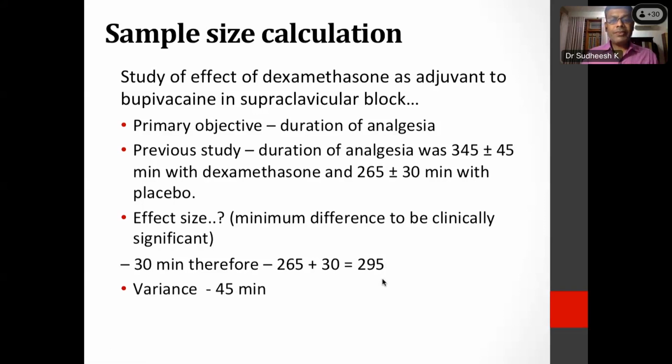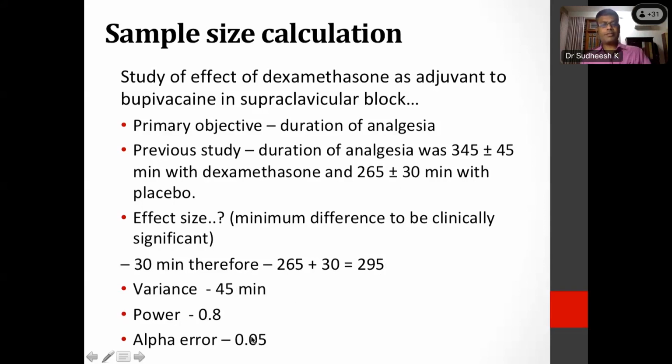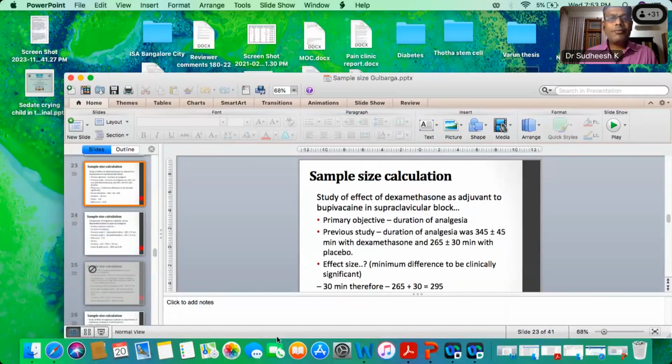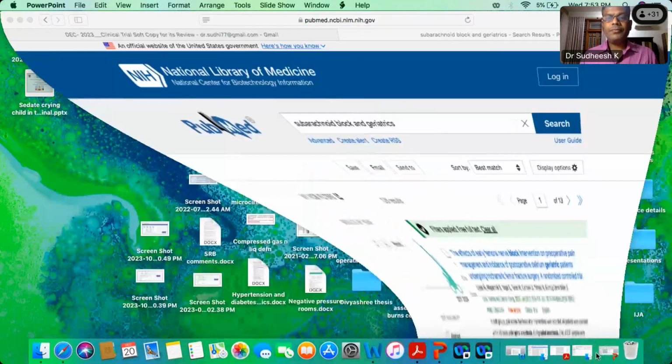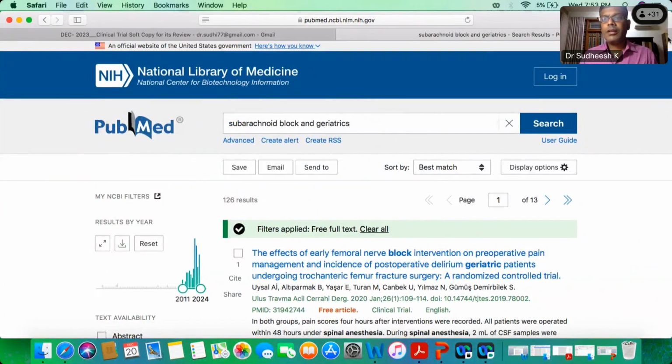So these two values we have to keep in mind. Then the variance: as per the previous study, the standard deviation with addition of dexamethasone was 45 minutes, so I take the same variance of 45 minutes here. Then I assume the power to be 0.8 and alpha error at 0.05. With these values, I calculate the sample size online for you. I use the software openepi.com.